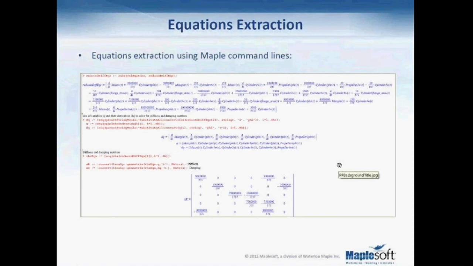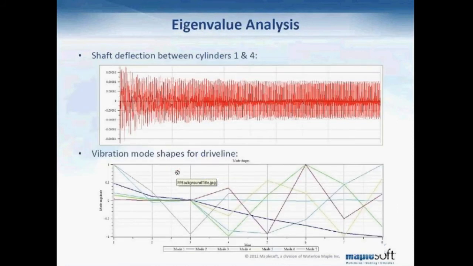This is important for vibration analysis, as you can compute the stiffness matrix for the system. This screenshot shows how I use a few Maple commands to extract the differential equations, the dynamic equation for the entire driveline, and then obtain the stiffness matrix. This allows you to calculate the eigenvalues, eigenvectors, the natural frequencies, or the mode shapes for the model. And this is shown on the next slide.